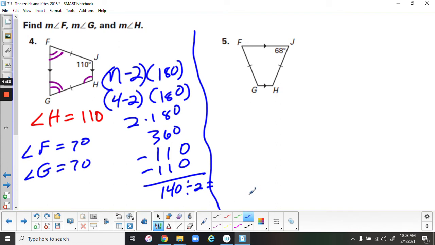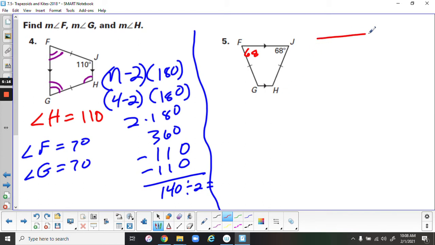All right, hit pause and see how far you can get on this one. So these two marks right there mean it's isosceles. So if that's 68, then this is 68. And another way to do it, we could do what we did right here: figure out that it's 360 and then subtract and divide by 2.